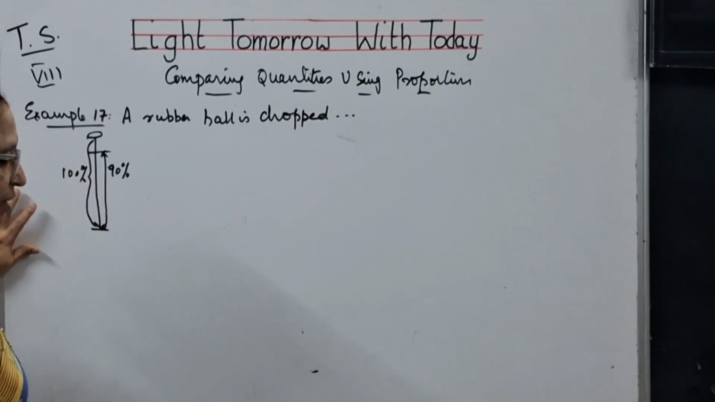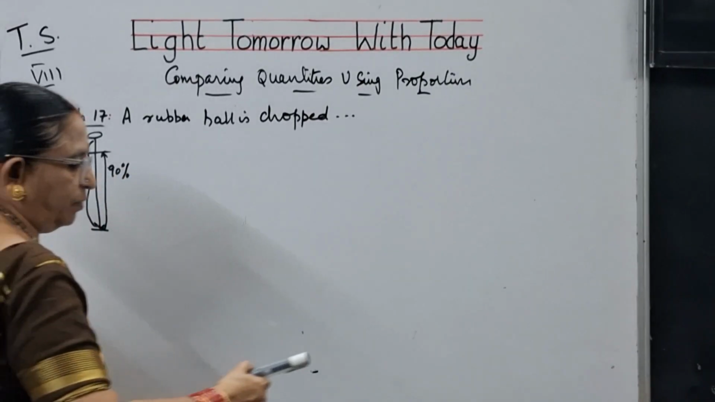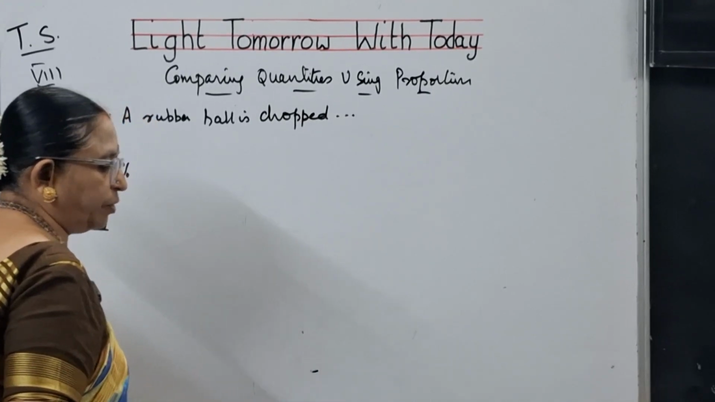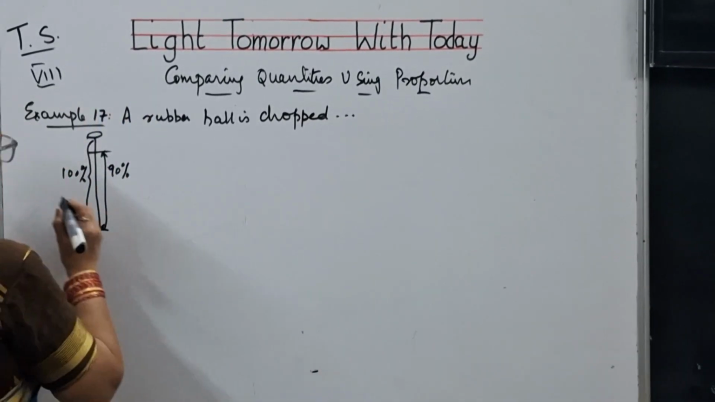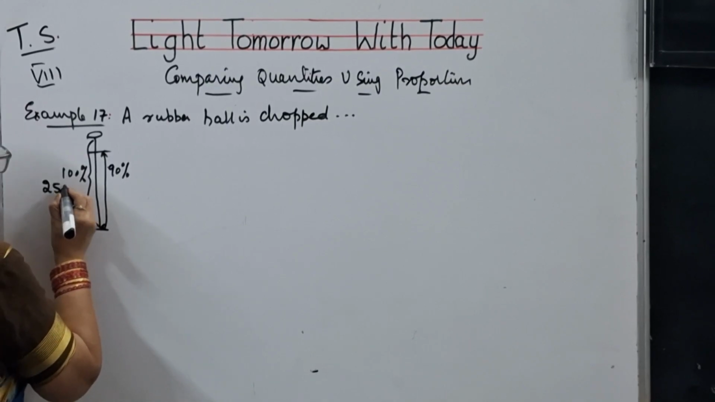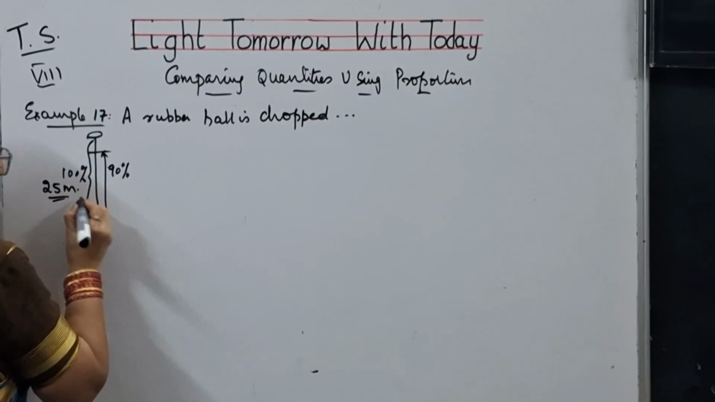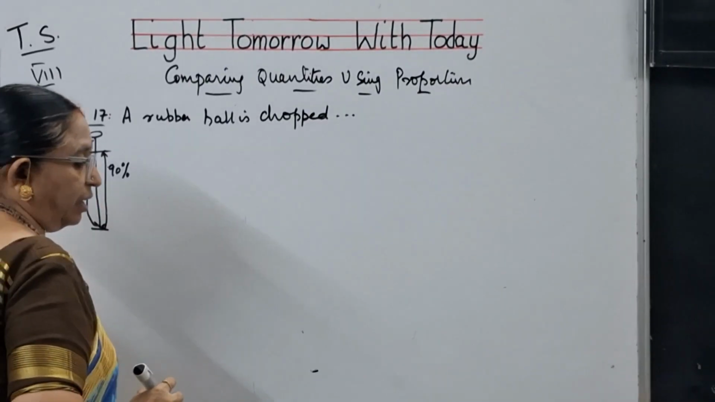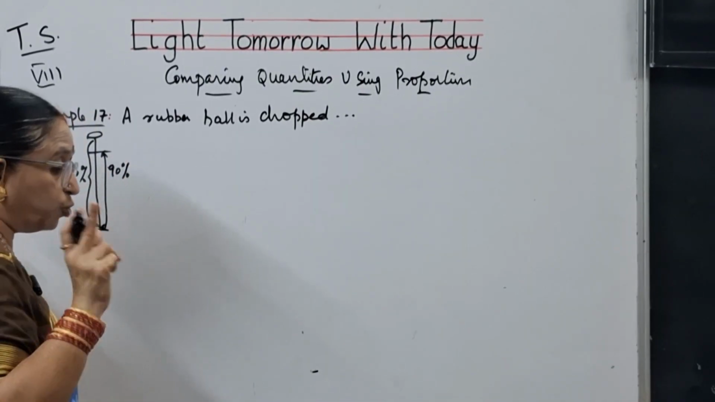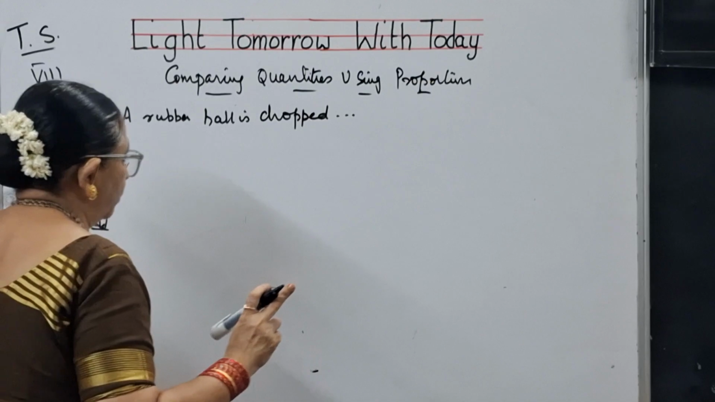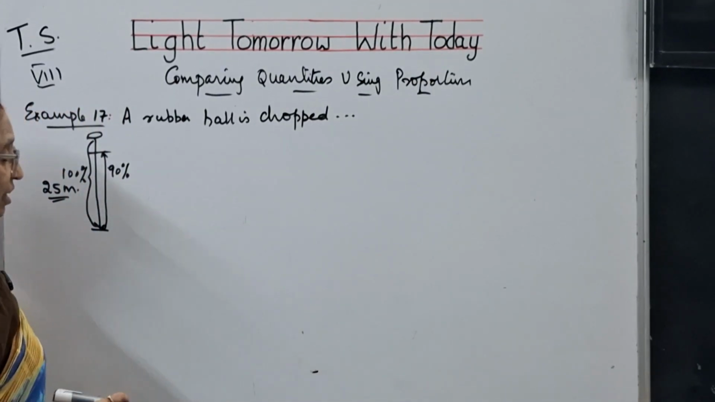The problem says, if it is dropped from the top of a 25 meters tall building, so here the building height is 25 meters, and it has bounced 2 times, then what is the height that it has reached?